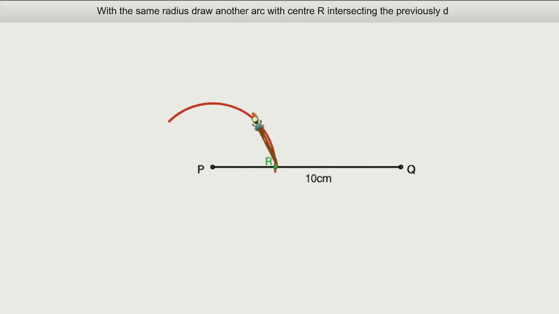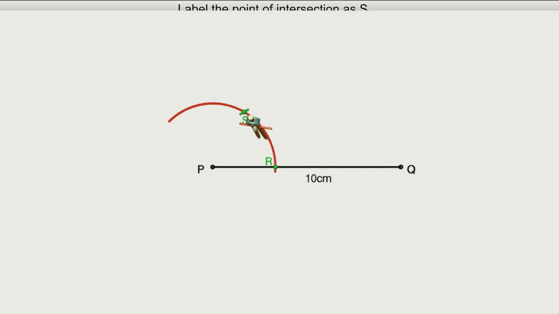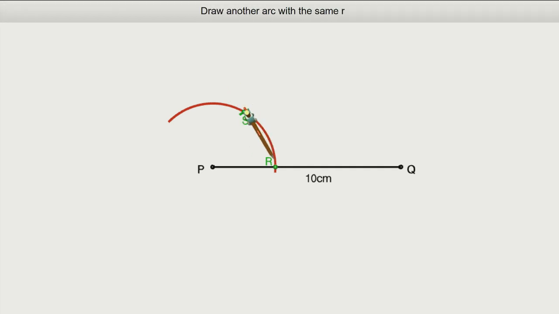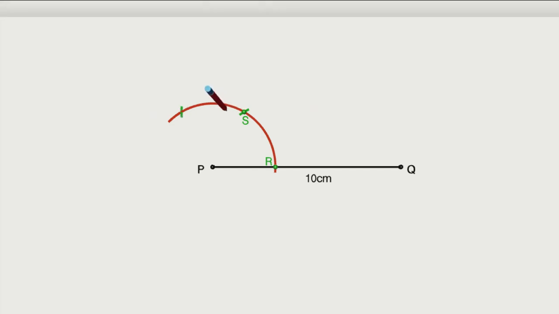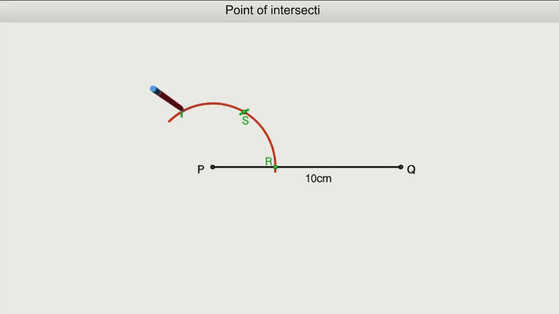Now with the same radius, don't you change the radius please. With the same radius, taking R as center, draw another arc intersecting the previously drawn arc at S. Again with the same radius, taking S as center, draw another arc which intersects the longer arc at T.